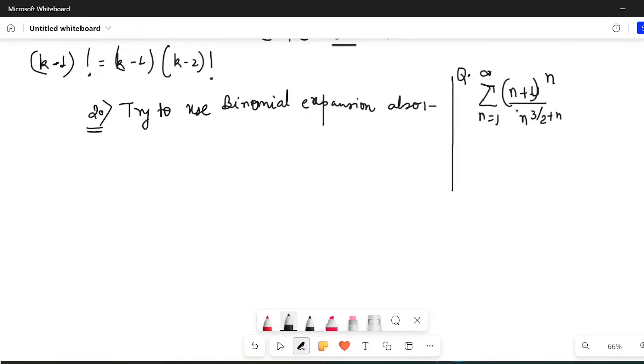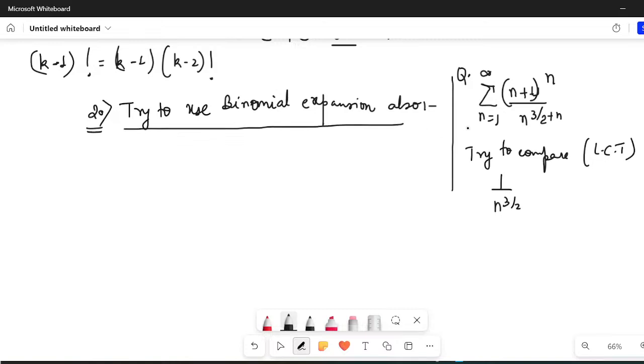Okay, so in this particular question, it's very easy. Just don't worry about this question. Just try to compare, or try to use the limit comparison test using the series 1 upon n raised to power 3 by 2. I'll come to this. Don't worry. Just think about this.